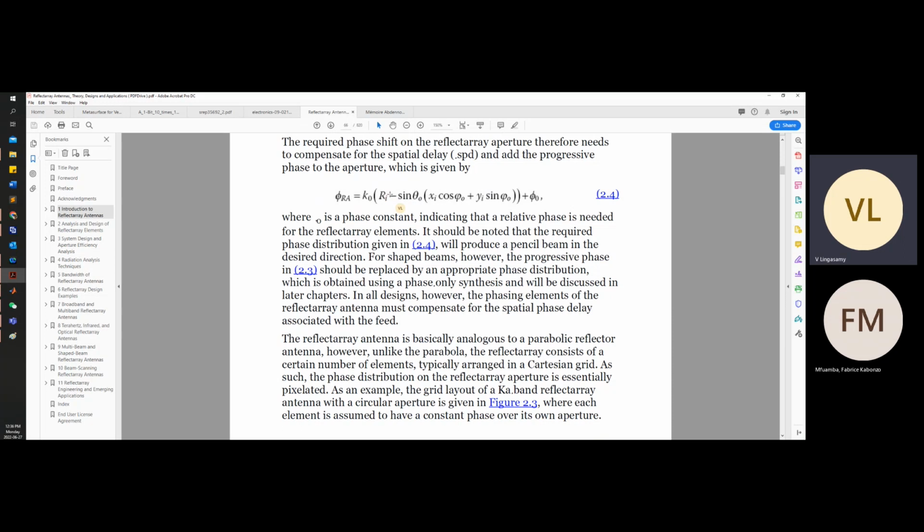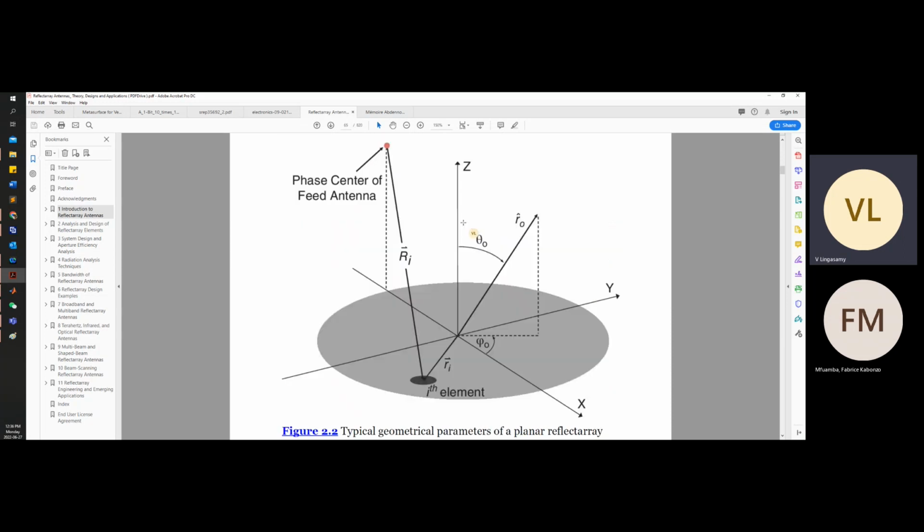You calculate the Ri. Ri is what? From the feed point to the ith element, the position of the element. What is the distance to each point? Ideally, what we are doing is identifying, see, this is the feed. From the feed, what distance each element is. That is what we are finding. So that accumulated phase, we are calculating, and then we are introducing it in this element so that it gets compensated in all the elements.